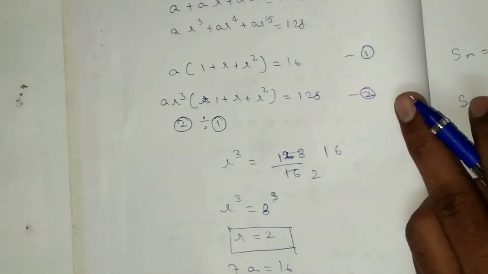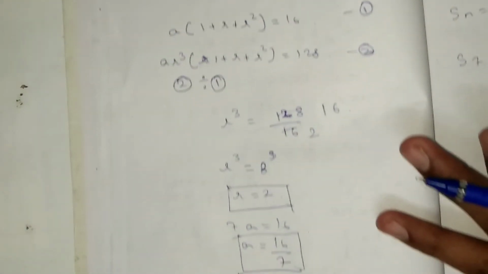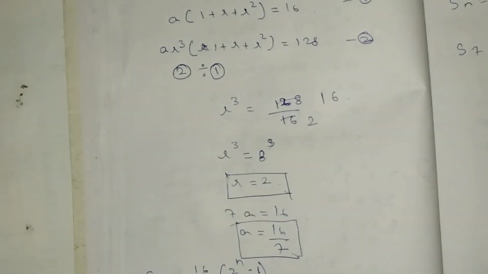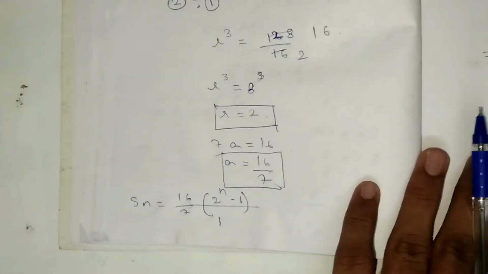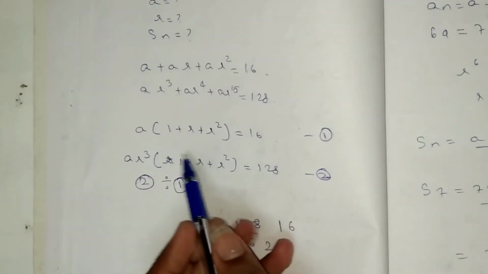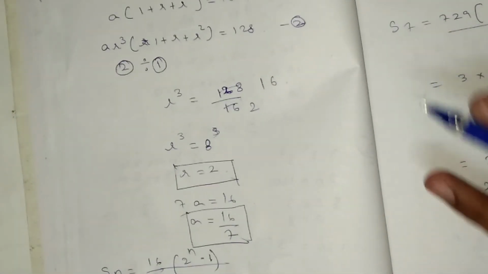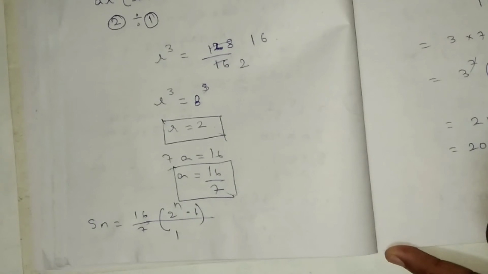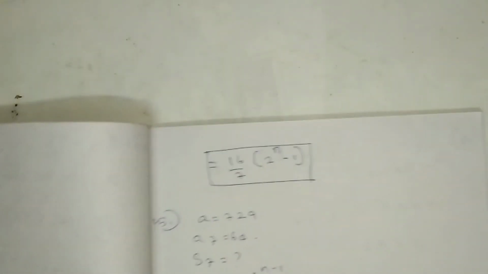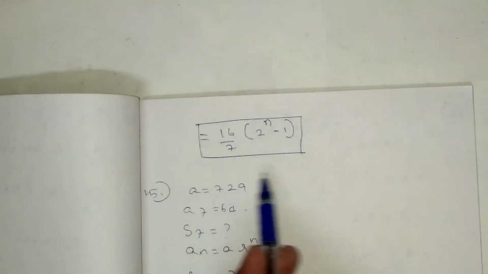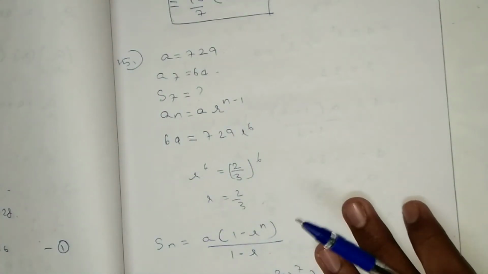Now what you have to do is divide equation 2 by equation 1. After you divide that, you will get the value of r, and after getting the value of r, you can substitute that and find the value of a. Over here you can substitute the value of r, and you will of course get the value of a. And then since they have asked to find the summation, you can apply that in the formula and find it like this. Now moving on to the next question.